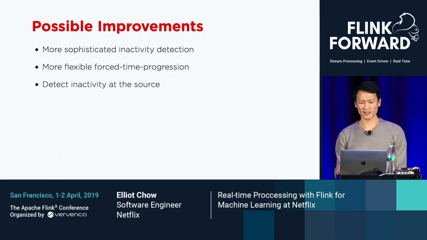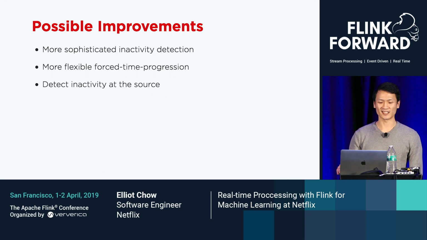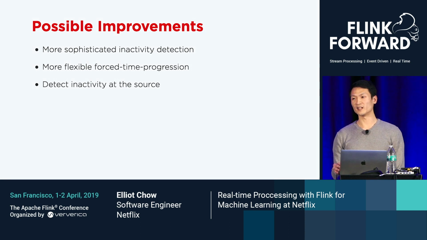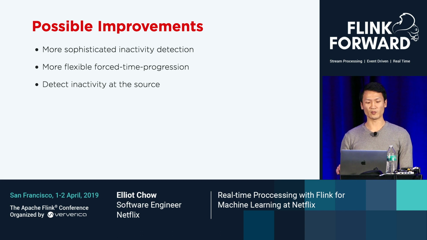So there's plenty of things we can improve here, like much more sophisticated inactivity detection, more flexible ways of moving time forward that aren't just moving it by the wall clock time or a function of the wall clock time. And even better would be to be able to somehow detect this inactivity in the data in the source itself. So, for example, if we can understand that our Kafka consumers are actually at the head of the partition, then we know that there's actually no data coming, as opposed to us maybe falling behind and trying to catch up.